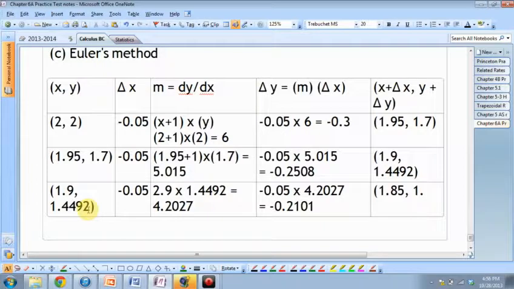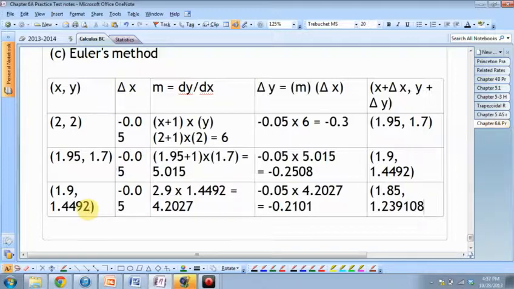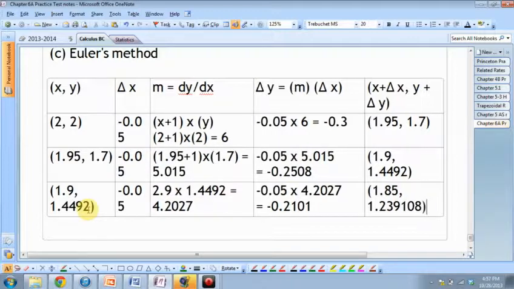1 point, that 1, no, I'm lost. 2, 239. Okay. I think that's good enough for now.